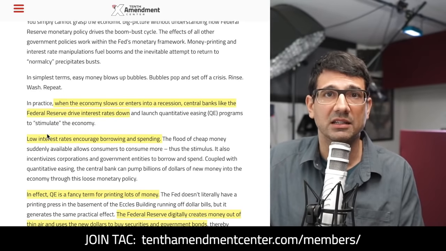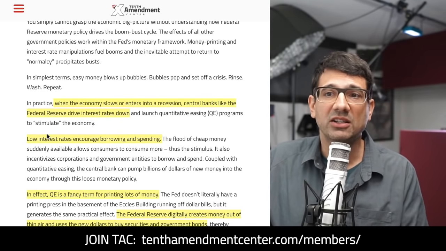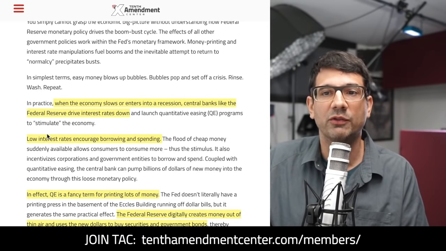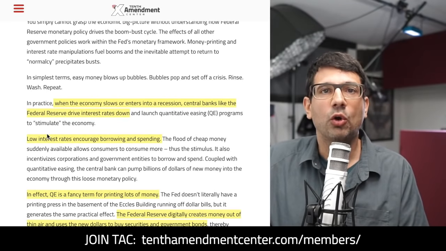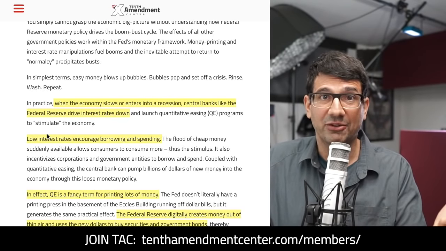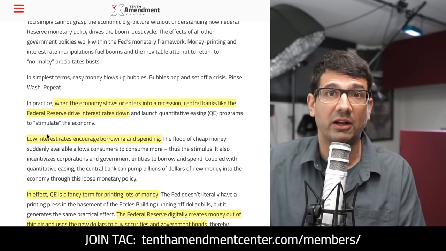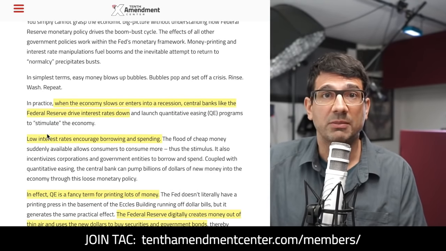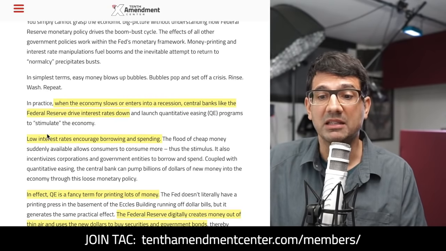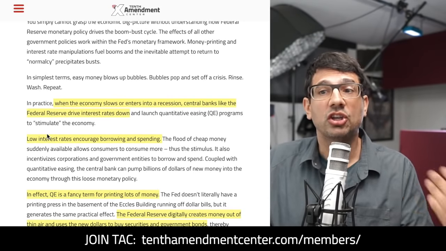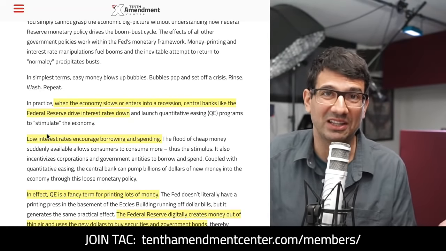He says, in practice, when the economy slows or enters into a recession, central banks like the Federal Reserve drive interest rates down and launch quantitative easing. You may have heard that phrase. I had to study it over time to understand what it means. I've got a link here that I'll cover shortly that talks about money printing and QE from the Mises Institute. So they drive interest rates down and launch QE programs to stimulate the economy.